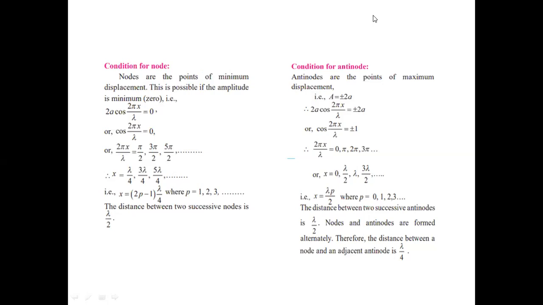Nodes and antinodes are formed alternately. Therefore, the distance between a node and an adjacent antinode is lambda upon 4.